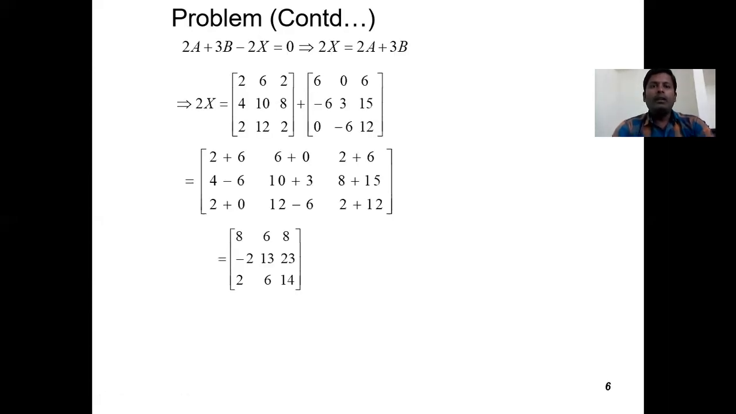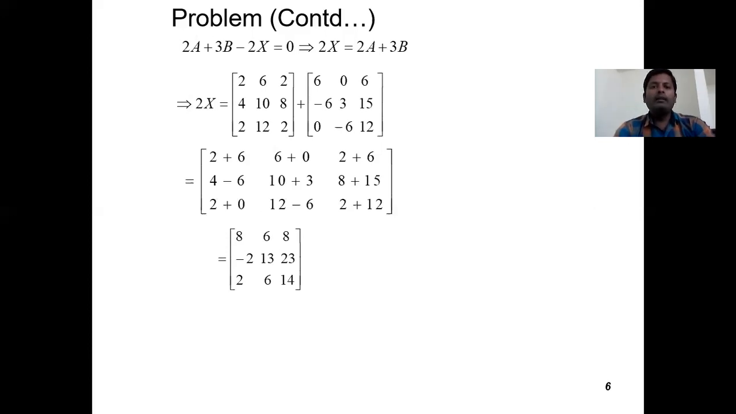Here 2A plus 3B minus 2X is equal to 0, we equate to 0. Then 2X is equal to 2A plus 3B. Here what we have to find? The value of X. That means 2X is equal to 2A plus 3B. 2A is [2, 6, 2; 4, 10, 8; 2, 12, 2] and 3B is [6, 0, 6; -6, 3, 15; 0, -6, 12].